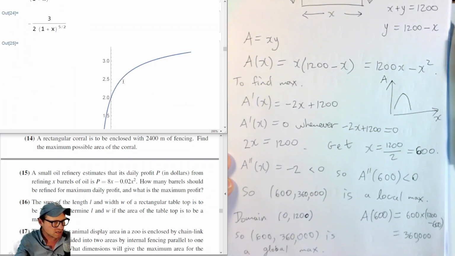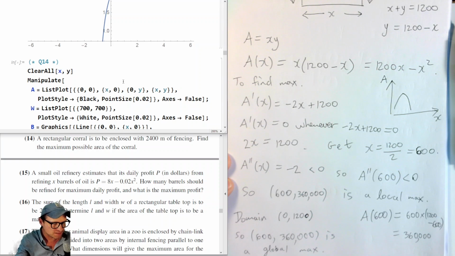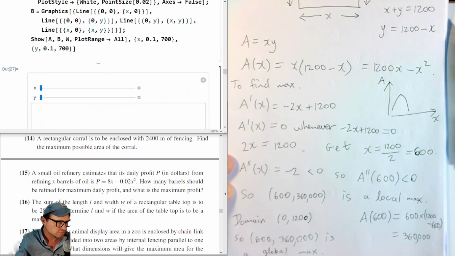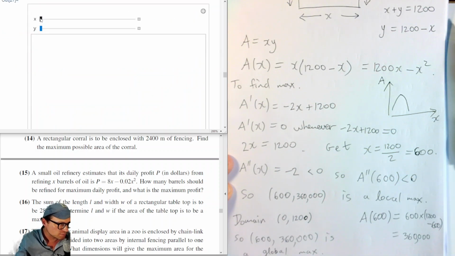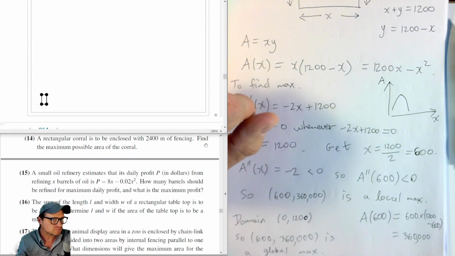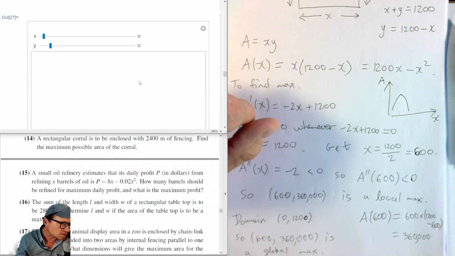Now let's go to Mathematica and get a visualization on this, question 14. So the first plot that I have is just using the Manipulate command to draw us a little rectangle. And I think I want to make this smaller so it fits nicely. But can I do that?